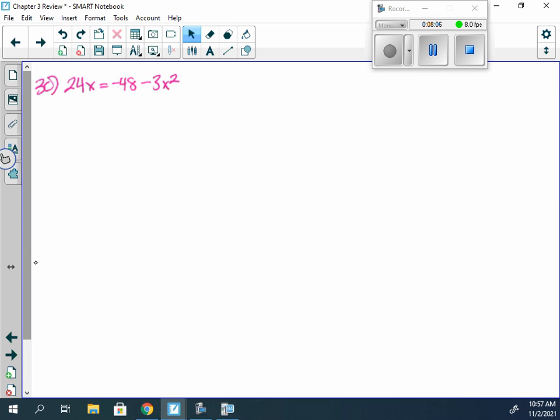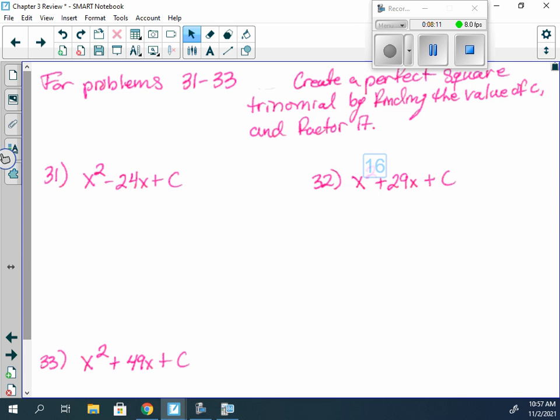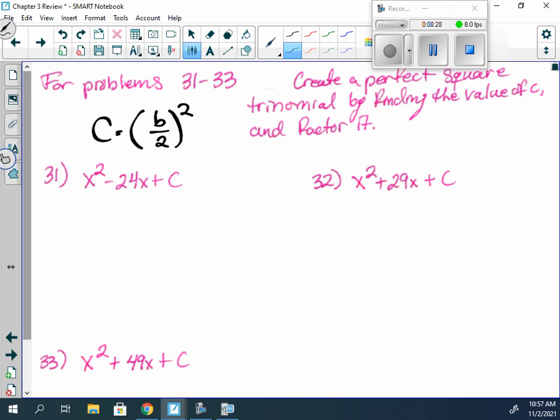Any questions on number 30? Okay. 31 through 33. Create a perfect square trinomial by finding the value of c and then factor it. Well, for this here, c is equal to what? B over 2 squared.